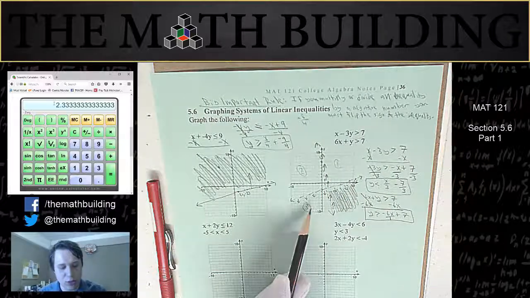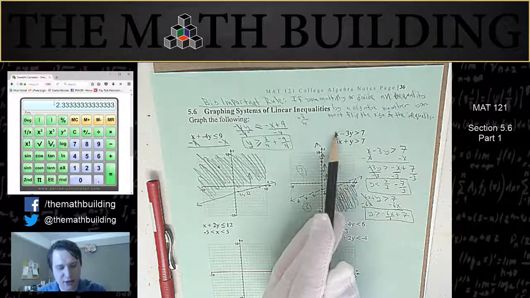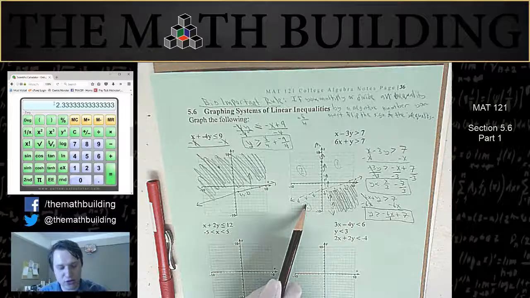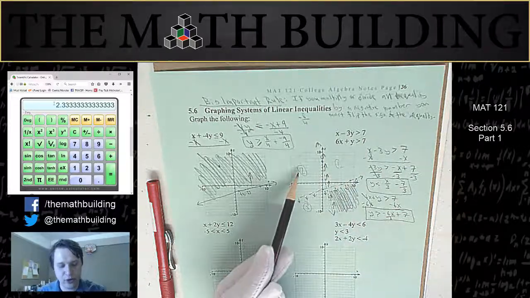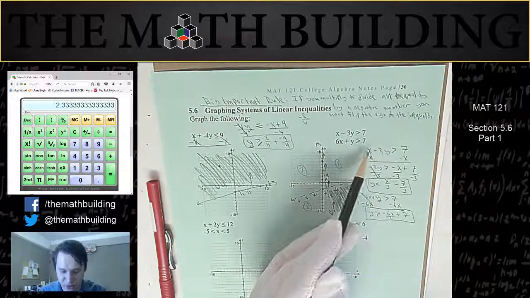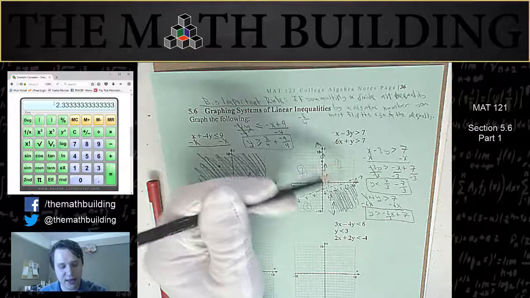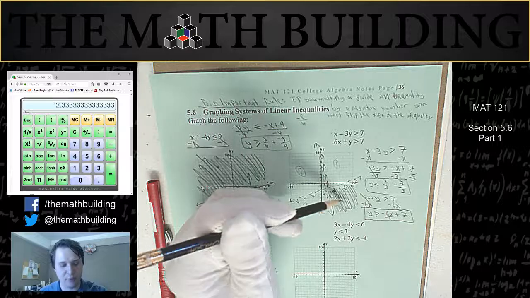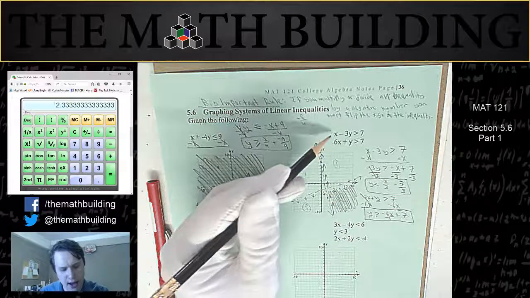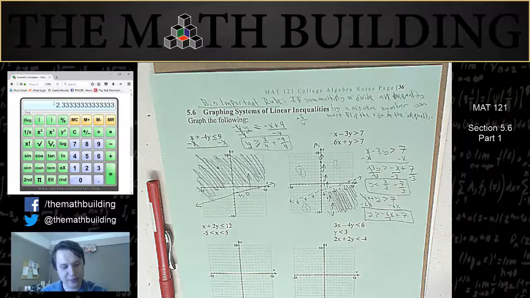On regions 1 and 3, region 1 satisfies this one, but not this one. And region 3 satisfies the top one, but not the bottom one. Region 2 satisfies neither of them. And it's only region 4 that satisfies both of them. In other words, any points down here in region 4, and I just made these numbers up, don't read too much into those numbers. Only the points down here satisfy both equations. And that's how you solve a system of two linear inequalities.